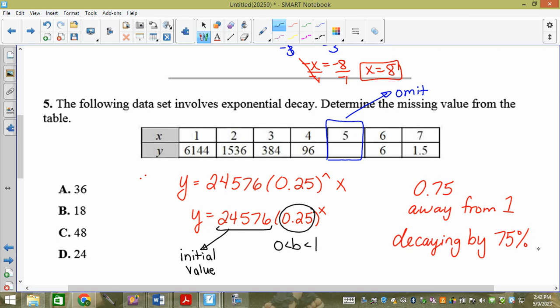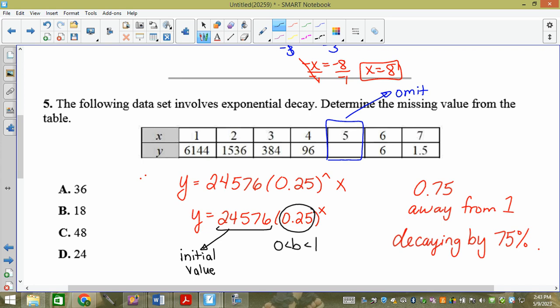People will tell you whatever this number is, and they'll say, oh, it's decaying by 25%. No, it's not. 25% is what's left. It's decaying by 75. It's how far away it is from 1. Because remember when we talked about decaying rate, we would always go 1 minus the rate in our formula on the formula sheet when we did those word problems about depreciation. We do 1 minus the rate. So it's how far away it is from 1, not what actual number is there.